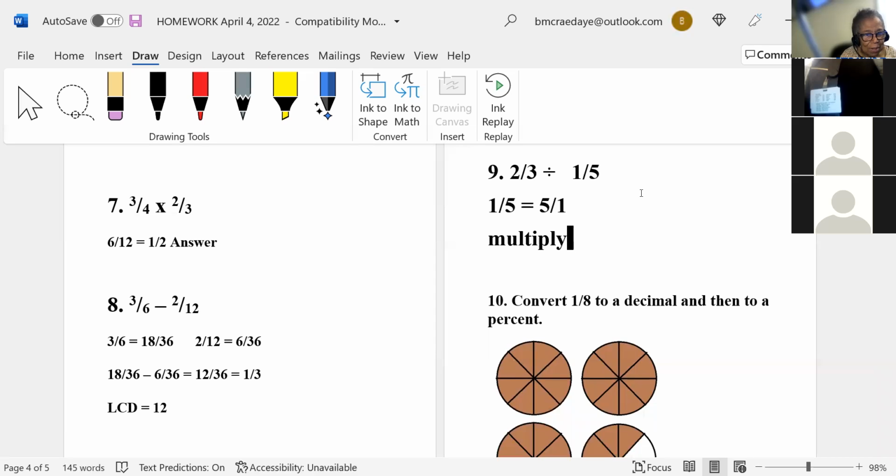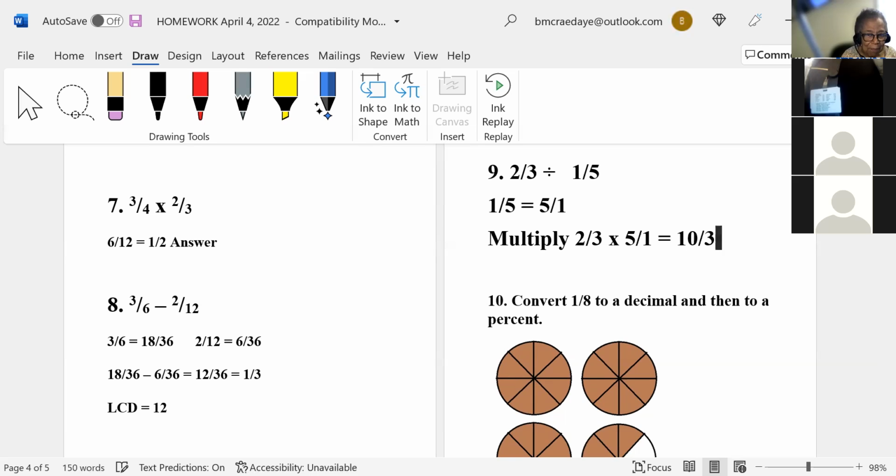So 2 now you multiply over what? 3. What do you do, Maureen? This 2 becomes what? 2 over 3. Multiply by 5 over 1. Okay, and what is that equal to? I get 10. You get what? She said she got 10. But you had a fraction. Where's the rest of it? 10 over 3. That's it. Very good. 10 over 3.